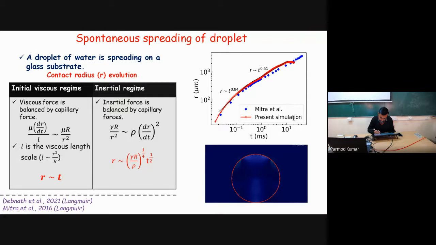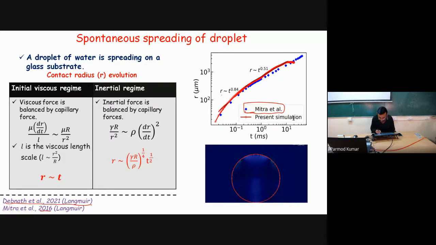Okay, so these blue colored dotted points are nothing but experiments done by Mitra and co-workers in 2016, and this red colored point and line represents simulations done by us. This work is recently published in the journal Langmuir, and it was done by my MS student Mr. Devashri Devnath.